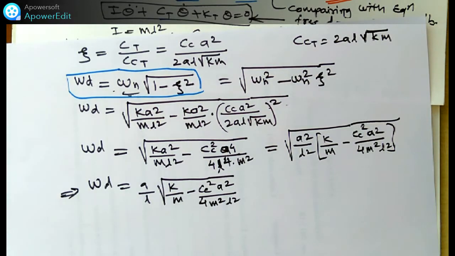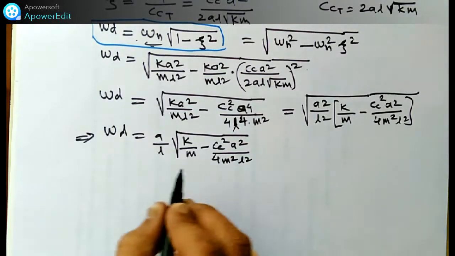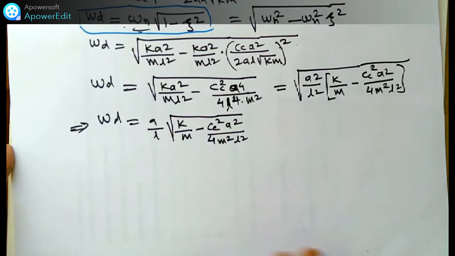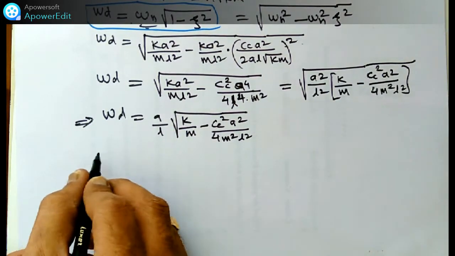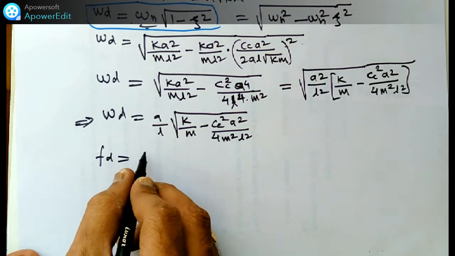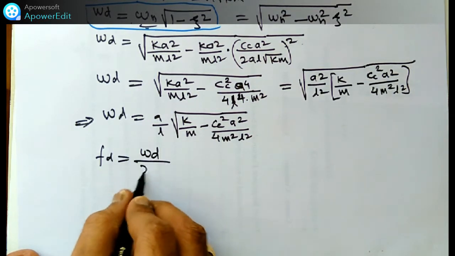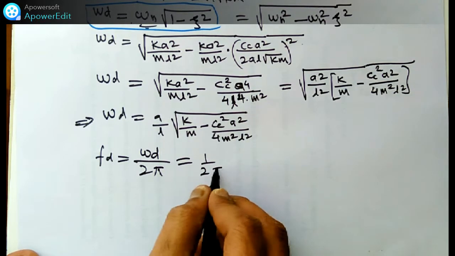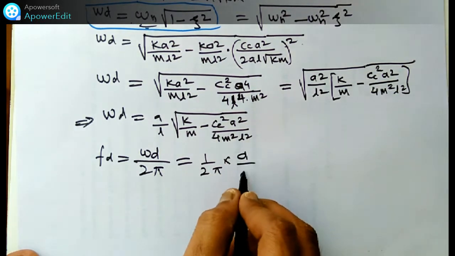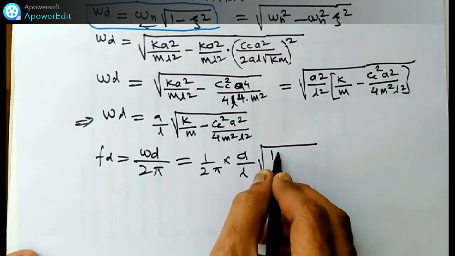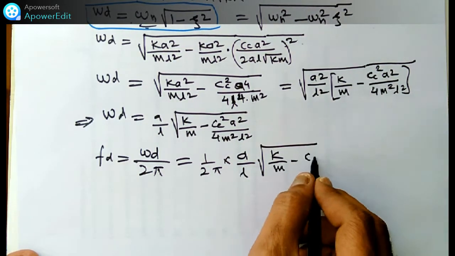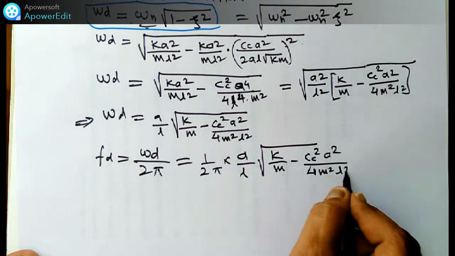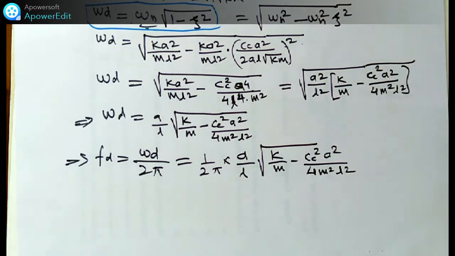So what is the frequency of oscillation? fd is omega d upon 2 pi. So omega d is how much? 1 upon 2 pi into a by L, inside the bracket k by m minus Cc square a square upon 4m square L square. This is the value of fd. This is how we find out the frequency. In this case, this frequency we have already found out.